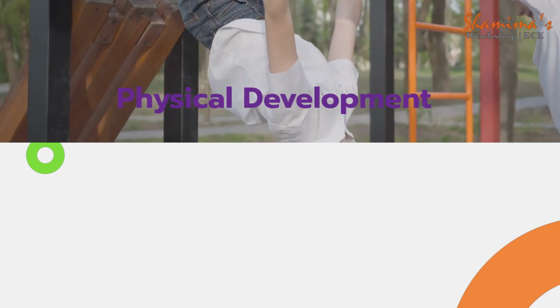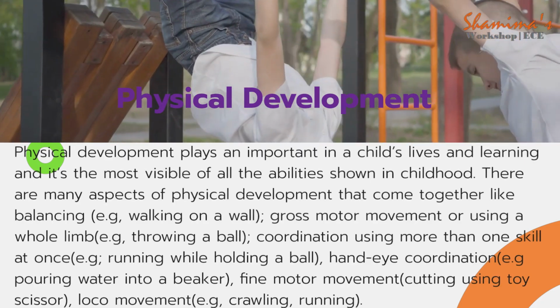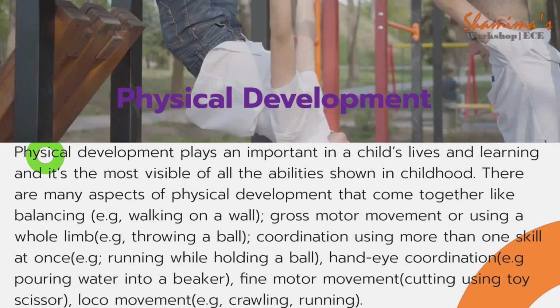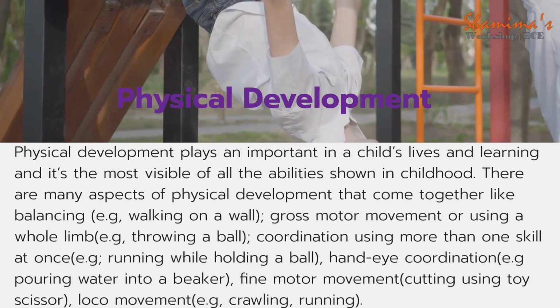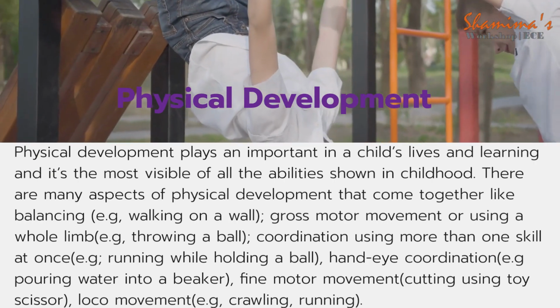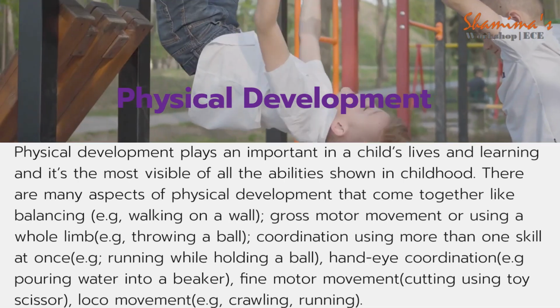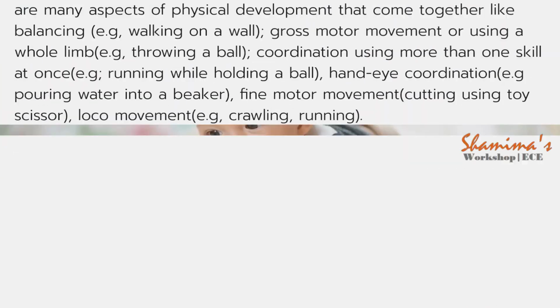Physical development plays an important role in a child's life in learning, and it's the most visible of all the abilities shown in childhood. There are many aspects of physical development that come together, like balancing, gross motor movement or using a whole limb, coordination using more than one skill at once, hand-eye coordination, fine motor movement and locomotor movement.